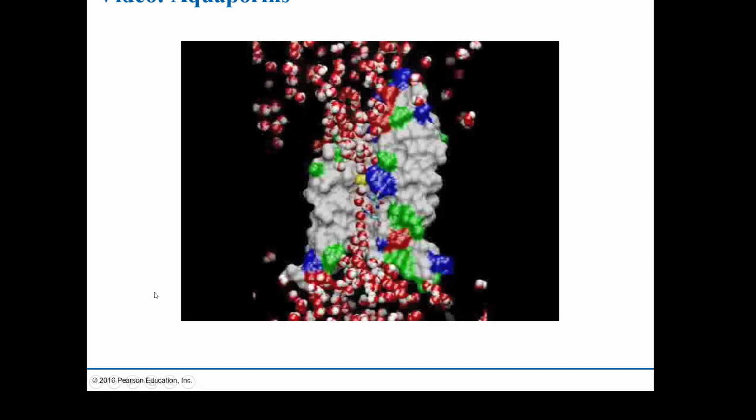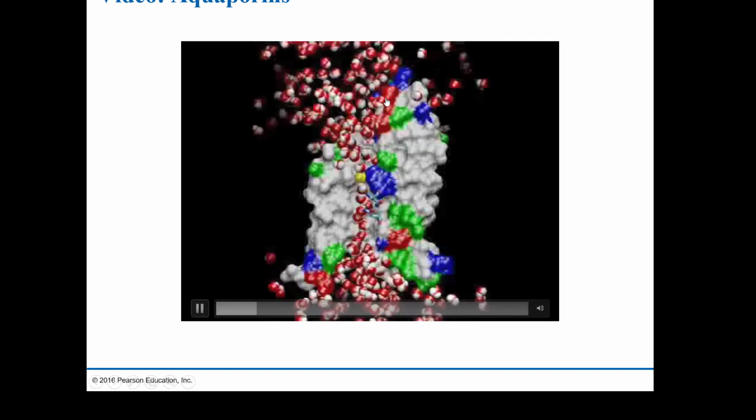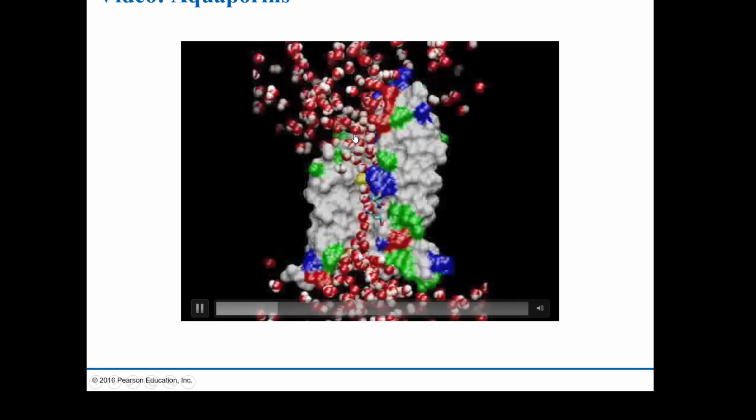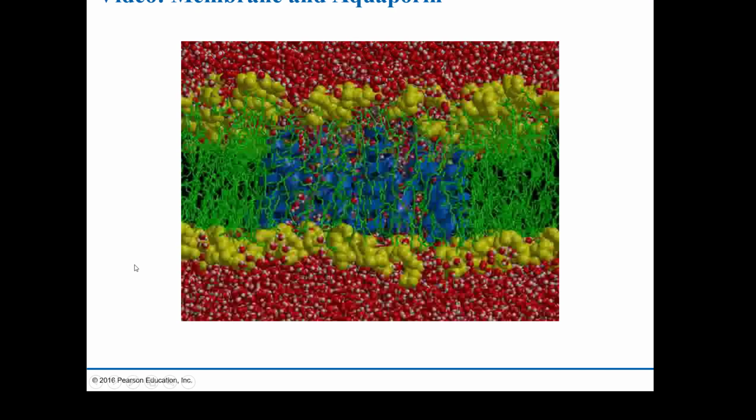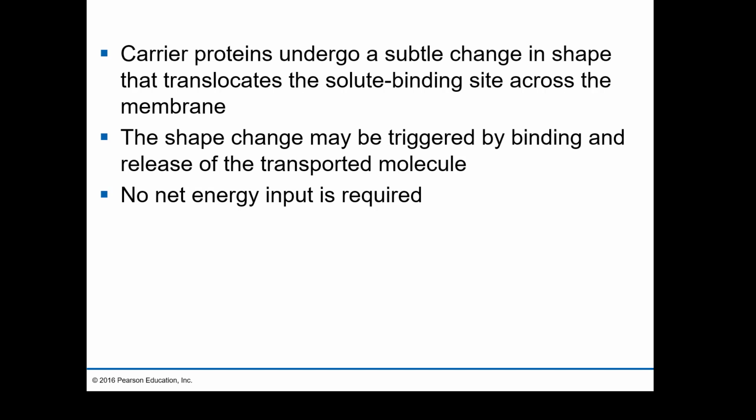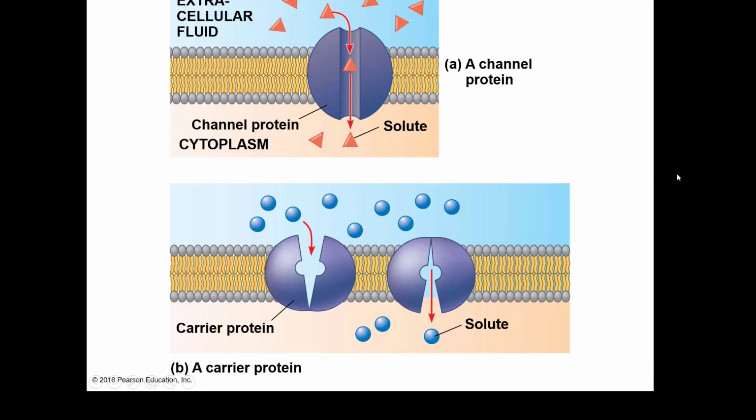So here's those aquaporins, an image of the aquaporins. It's got an actual channel here that's facilitating the movement of these water molecules. Carrier proteins undergo tiny changes in shape that translocate the solute binding site across the membrane. The shape change may be triggered by binding and release of transported molecules. So that molecule might touch that carrier protein and make it move. And in this case, there's no energy required. So this is all still passive transport.